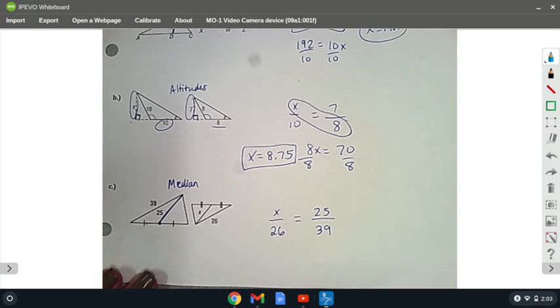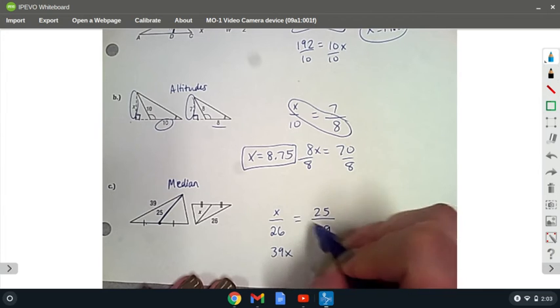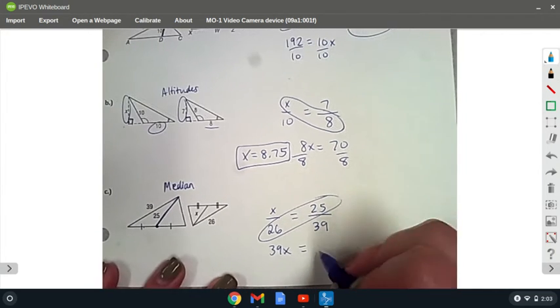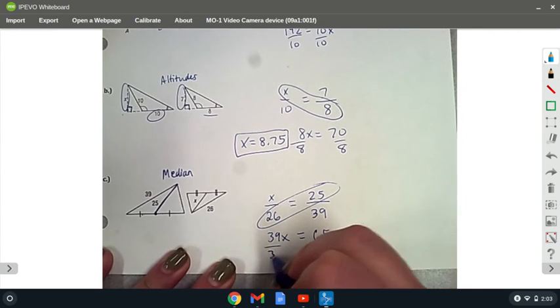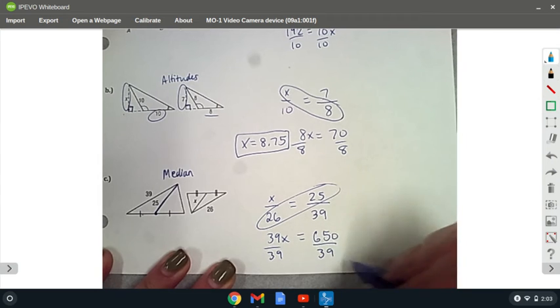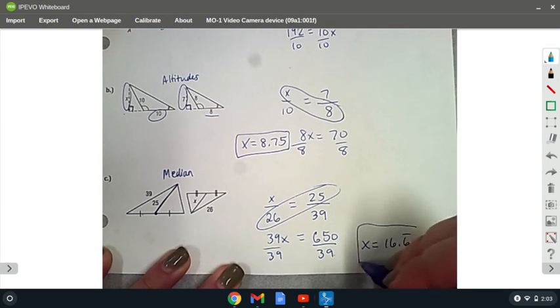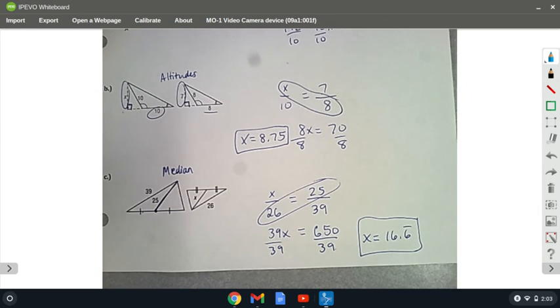Now I'm going to cross multiply. 39 times x is 39x, and 26 times 25 is 650. I'm going to divide on both sides by 39, and I get that x is 16.6 repeating. Flip your paper over for one more theorem.